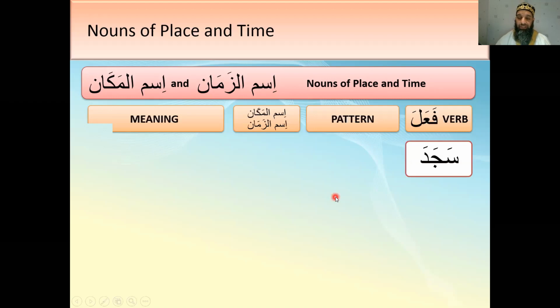So sajada, what does sajada mean? Sajada means he prostrated, to prostrate. Sajda, right? Now, maf'ilun is a pattern that makes it into the place of where that verb is done. So that verb sajada, now maf'ilun is a pattern of the noun of the place of that verb. Where is that verb done? The place that verb is done. Goes into the maf'ilun machine. What did it come out with?